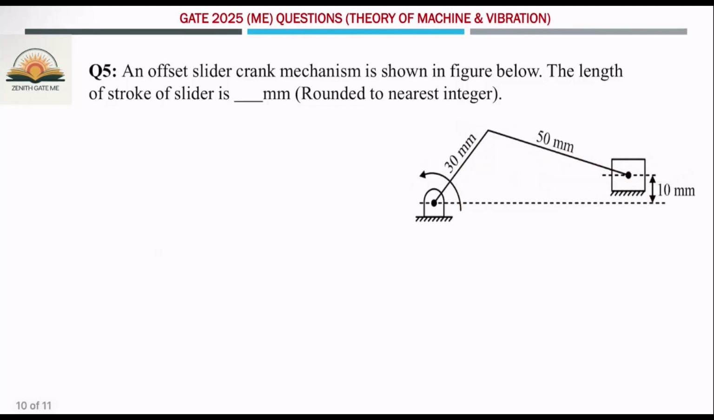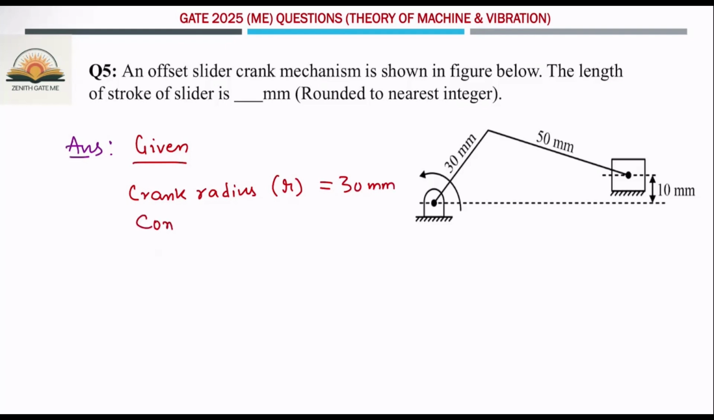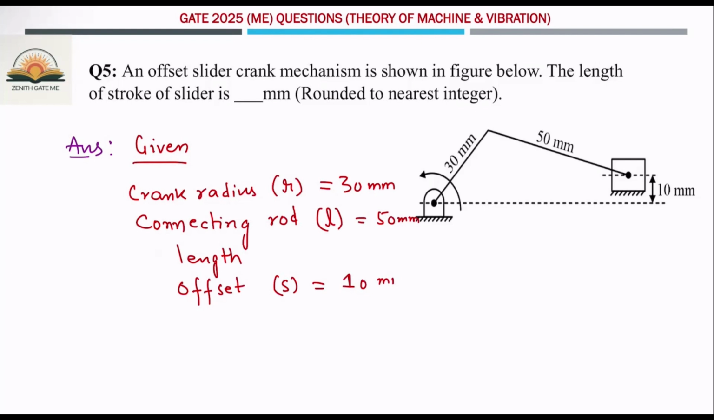So what are the given data? The crank radius is given as 30 mm. Connecting rod length, which I am denoting with L, is given as 50 mm. And the offset value is given as 10 mm. Okay, that means this is the connecting rod length and this is the crank radius.